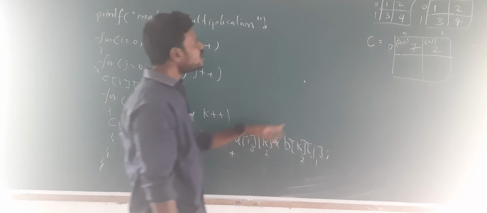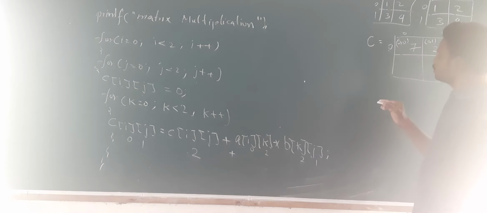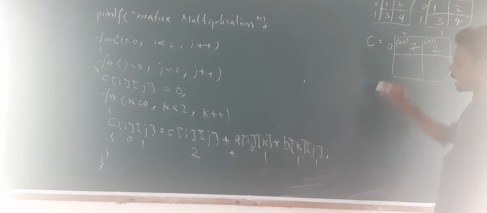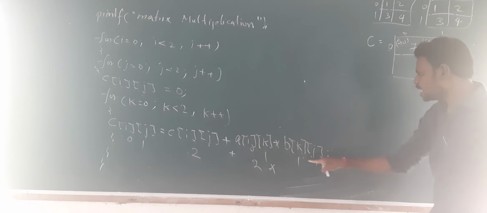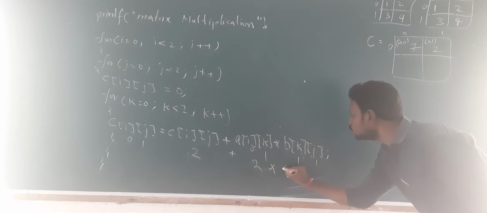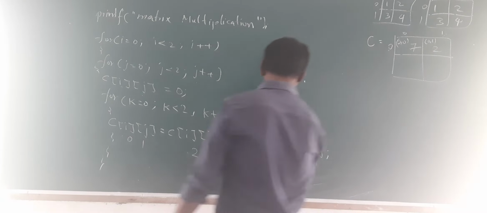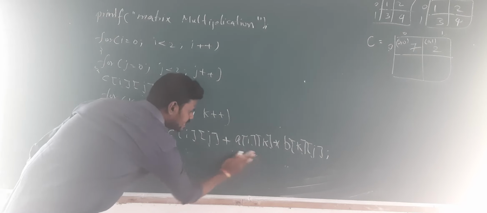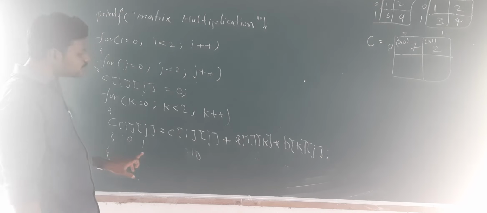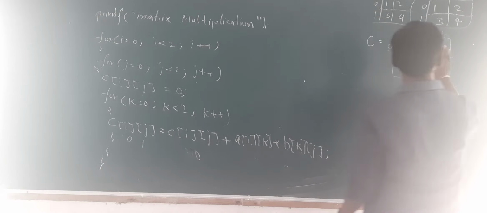A of 0 2, sorry, 0 1. K is 1 now. 0 1 is 2. And I will be placing 2 here. 2 into B of 1 1, which is 4. 2 into 4 will return us 8. I will erase this and place the result as 8. 2 plus 8 will return us 10. So C of 0 1 will consist 10 now.